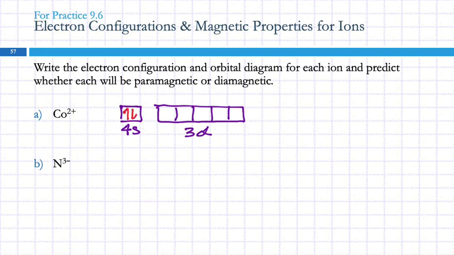So there's 2 electrons in that 4s orbital, and then there's 1, 2, 3, 4, 5, 6, 7. That's for a cobalt atom. The electron configuration for that would be 4s2, 3d7.